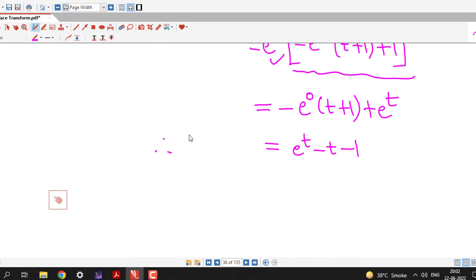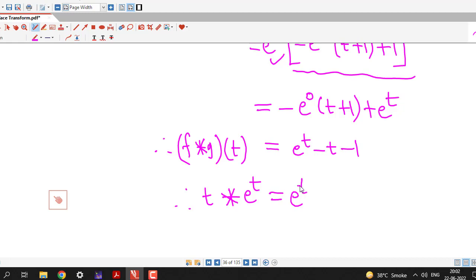Therefore f star g of t is equal to e raised to t minus 1, where f of t was t and g of t was e raised to t. So this is our answer, e raised to t minus 1.